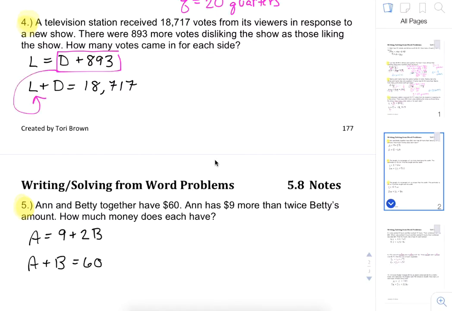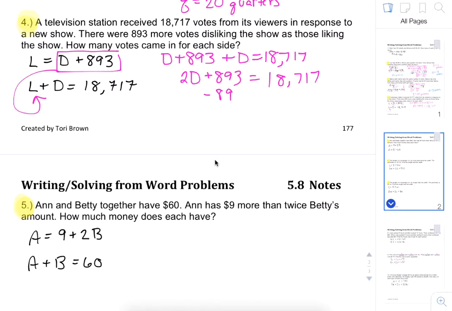I am not going to put it in parentheses because there's a 1 in front of the L. If you want to multiply by 1, that's fine, but it's not changing anything. So I'm just going to put in D plus 893. Then I'm going to bring down my plus D equals 18,717. So again, if you want parentheses here, that's fine. If you want to put a 1 on the outside and multiply it, that's fine, but nothing is changing. Okay, so I'm going to leave it just like this. We're going to combine our like terms. That's 2D plus 893 equals 18,717. So let's go ahead and subtract that.